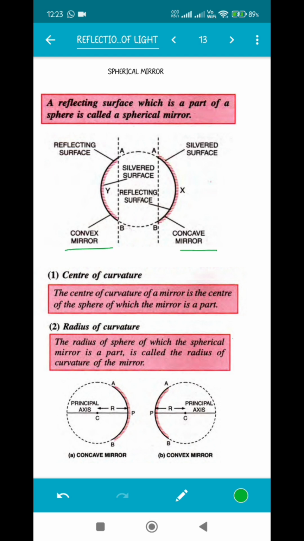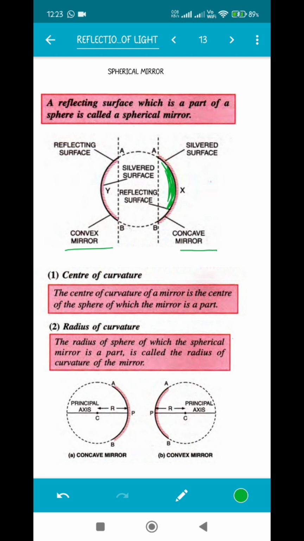What is the difference? As you can see in the figure itself, a concave mirror has a cave-like structure as the reflecting surface. This portion is the reflecting surface and it is basically like a cave. So when we hold a spoon, the portion of the spoon through which we are able to lift up the soup or whatever we are eating, that part is the concave surface and that part will be the concave mirror.